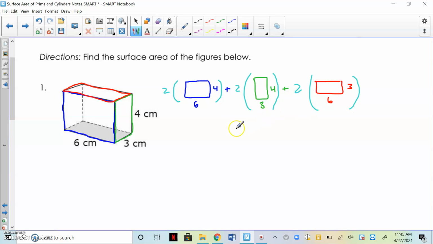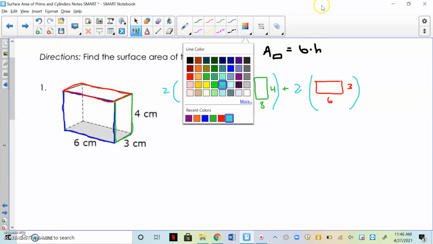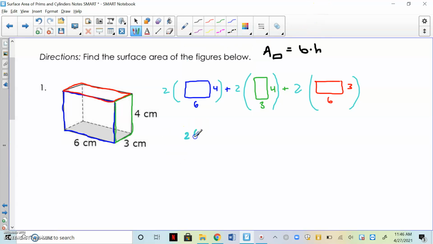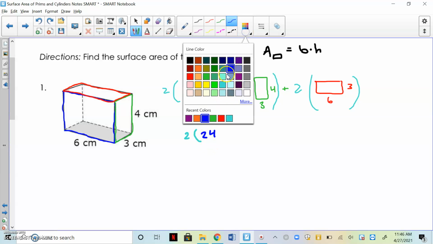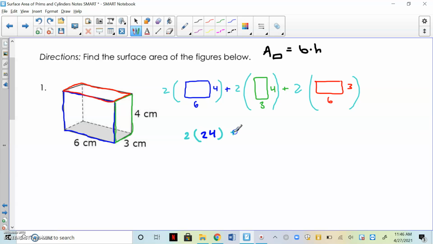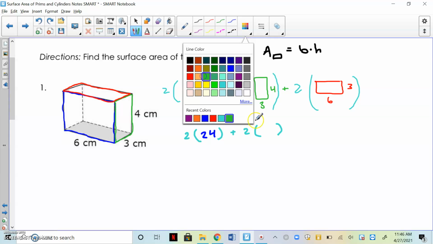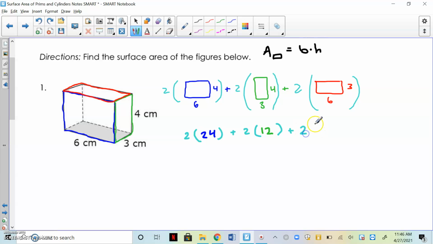Okay, so let's go ahead and start calculating. Remember, area of a rectangle, this is a rectangle, equals base times height. So that's just something to keep in mind as we work through this. So we have 2 times 24, 6 times 4 is 24. Okay, and next we have plus 2 times 4 times 3 is 12, plus 2 times 6 times 3 is 18.